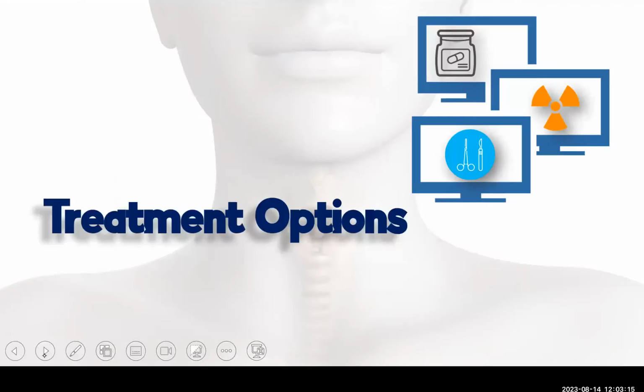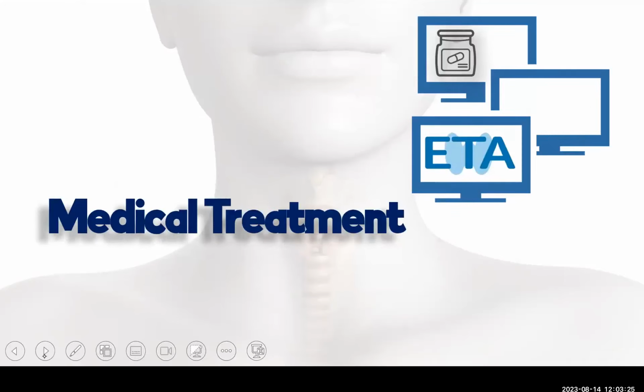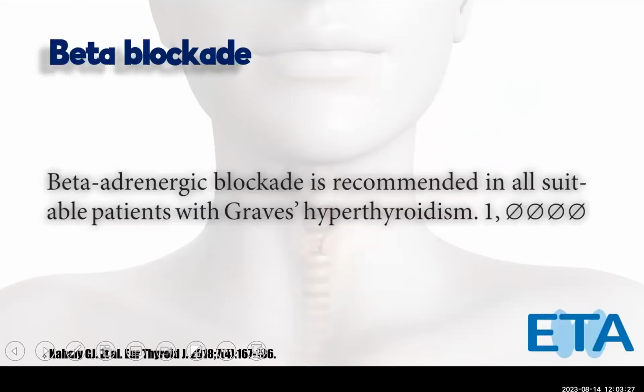How about the treatment options? You should offer your patients the choice of one of 3 treatment lines, starting with the medical treatment. So for the medical treatment, initially you should offer your patient beta-adrenergic blockade, because beta blockers have an instant mode of action, and they would control most of the hyperthyroid symptoms, and this would allow time for the antithyroid drugs, which take 2 to 3 weeks to kick in for the patient to feel relieved.